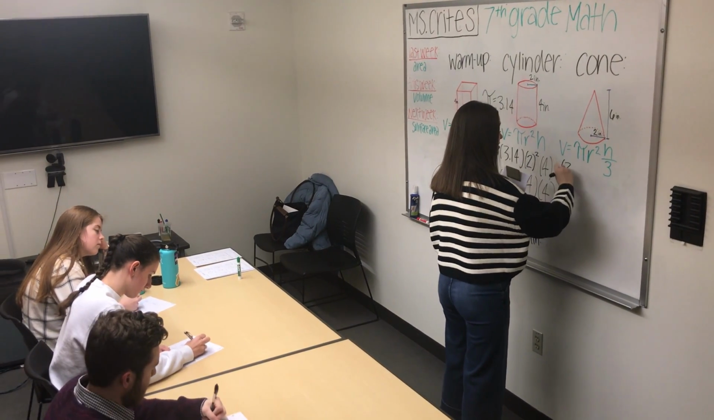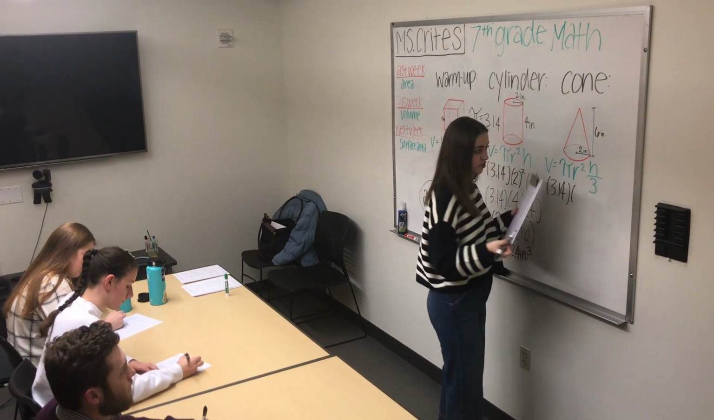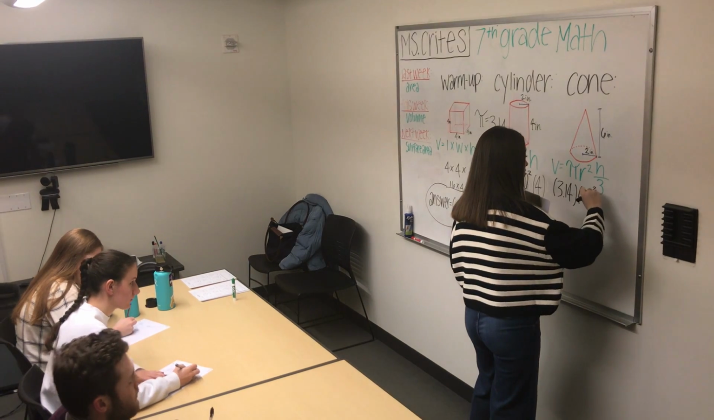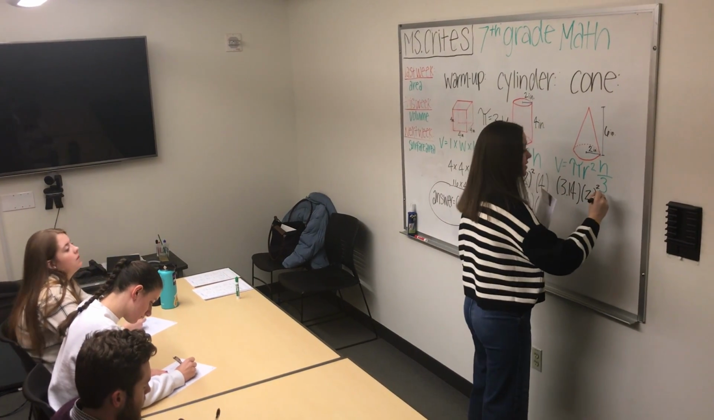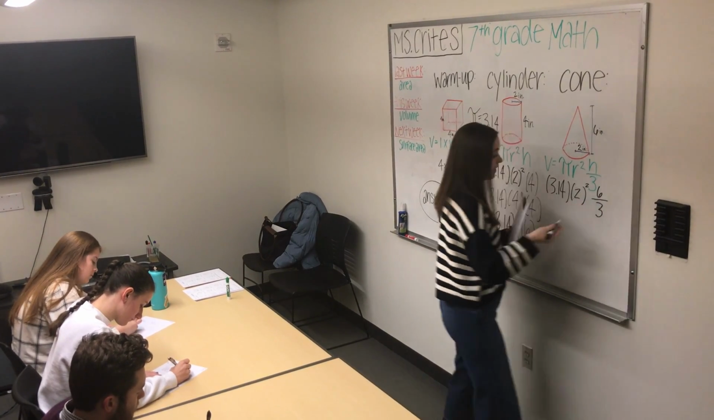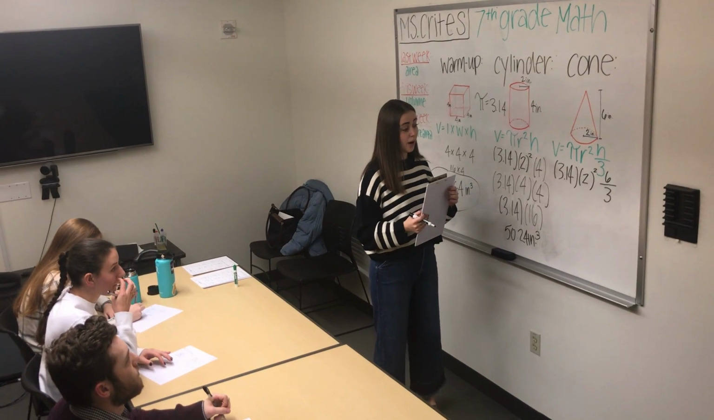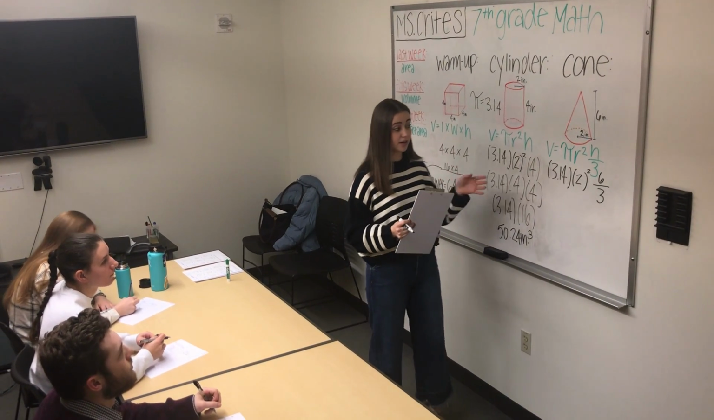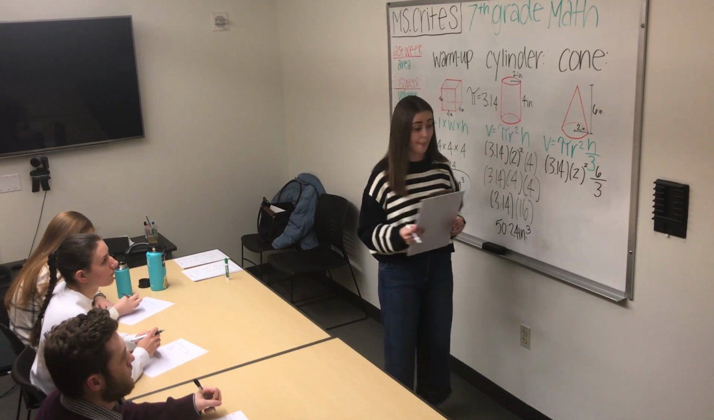So we know to insert 3.14 for the value of pi, and we can see that the radius in this situation is 2, and we know to square that. And then we can see that the height is 6 inches, so we'll put 6 over 3. And that's where this formula is a little bit different because 3 cones fit inside of its cylinder counterpart. Therefore, when you're finding the volume of a cone, you divide it by 3.